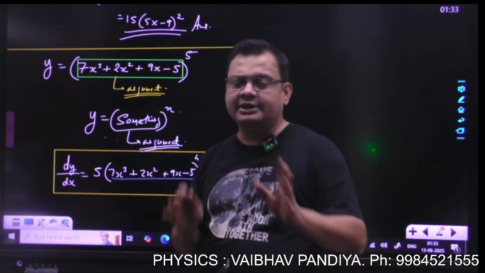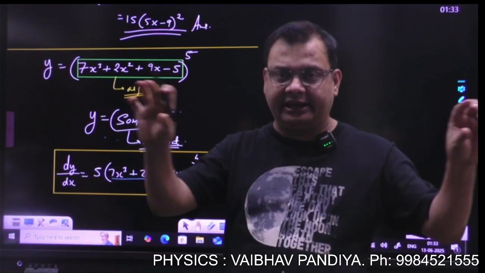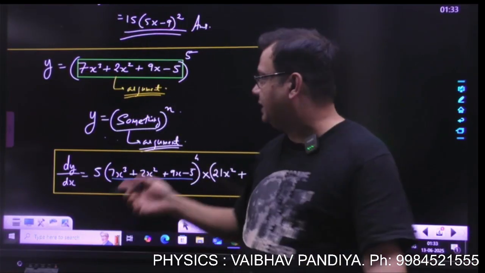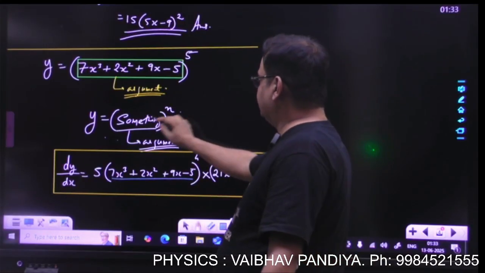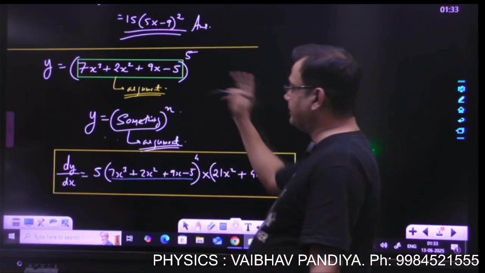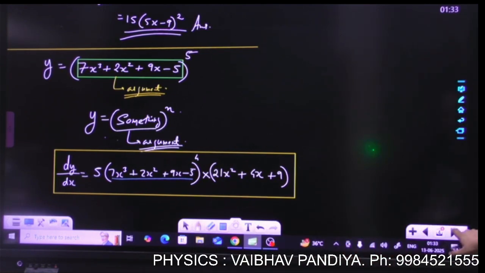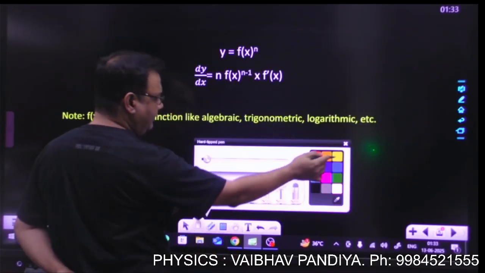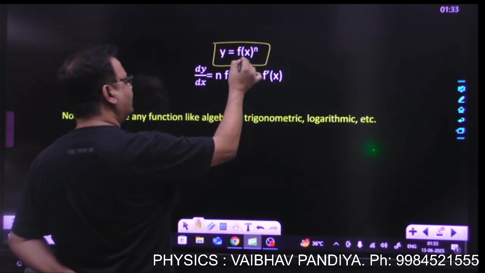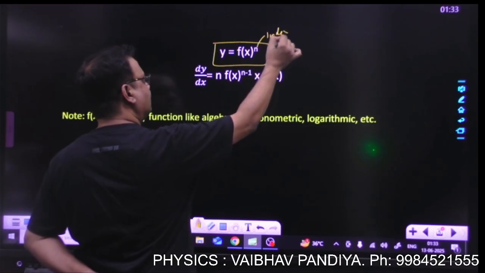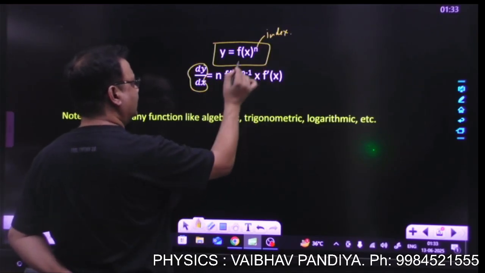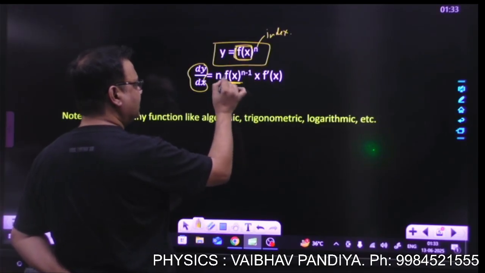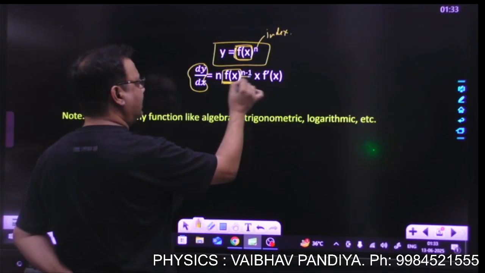Are you clear with the format? You have to observe that y is given as something to some index. That something is the argument, and you have to apply the formula n times something to the n minus 1, then multiply with the derivative of that something or argument. Now if you are writing in a mathematically sophisticated form, say we have a function of this form, y is some function of x to the index n. Now dy by dx will be what? This function will be written as it is, so n, that function, index n minus 1.